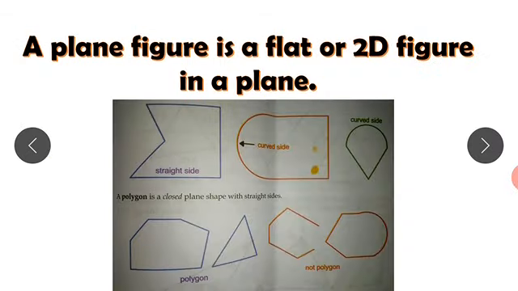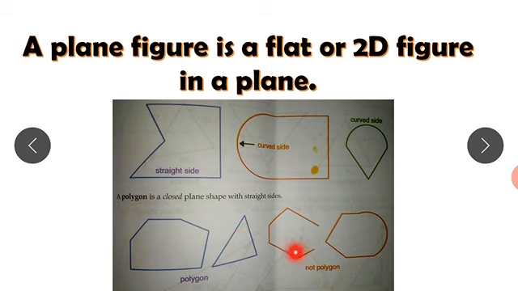A plane figure is a flat or 2D figure in a plane. A plane shape can have straight sides or curves. However, this lesson will deal with plane shapes that have straight sides. So now let's define polygon. A polygon is a closed plane shape with straight sides. So, polygon: closed plane shape with straight sides. So this one is a polygon and this one is a polygon.